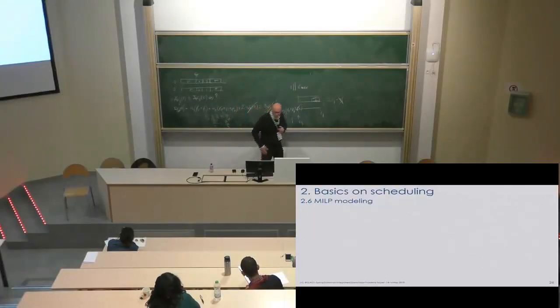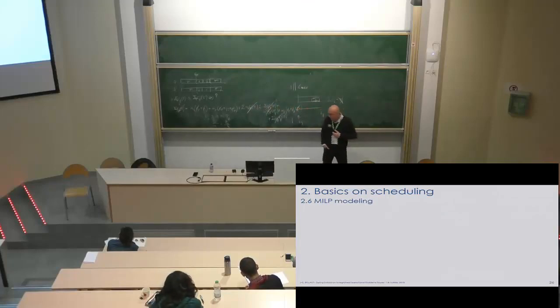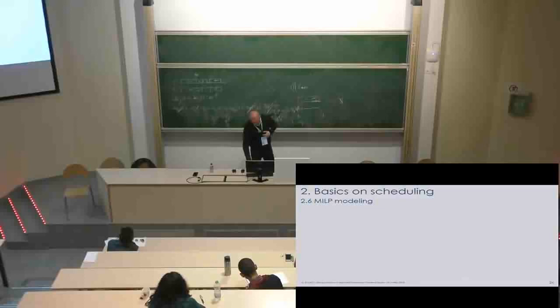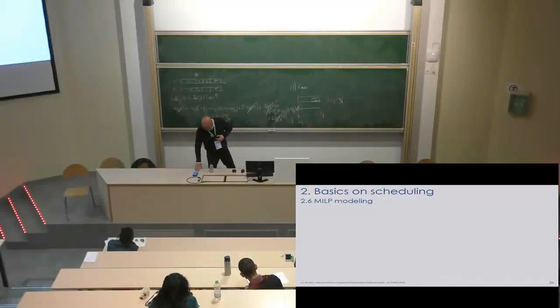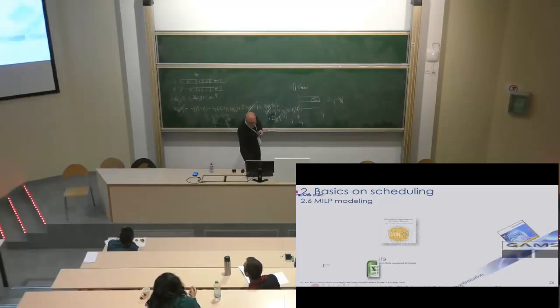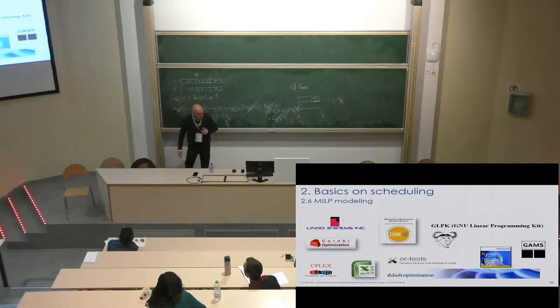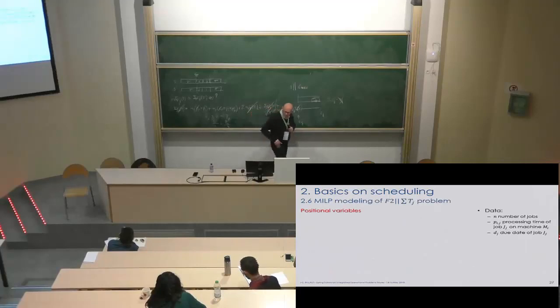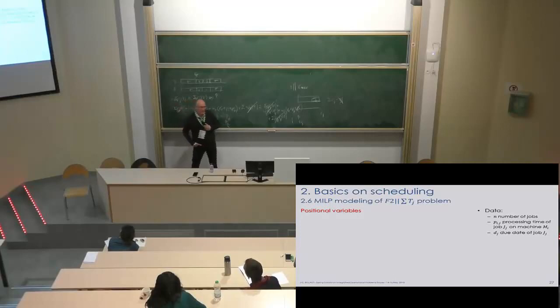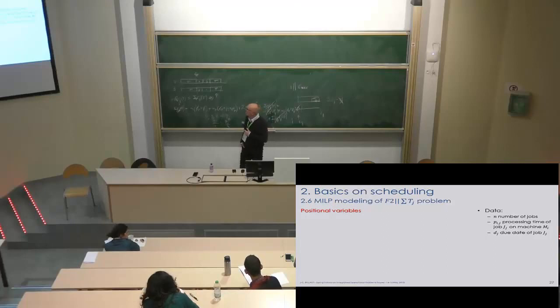Okay, there are some possibilities of MILP modelization. Maybe I can present. You know there are a lot of solvers now that can solve integer programming formulations, so it's always interesting to test them. The first model that I present uses positional variables. I focus on the 2 machine flow shop with total tardiness minimization. The data are the number of jobs, the processing times, and the due dates.